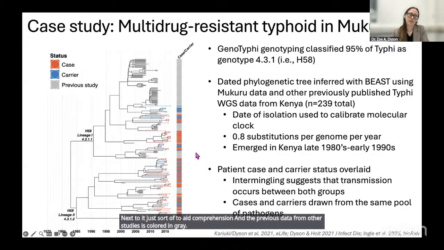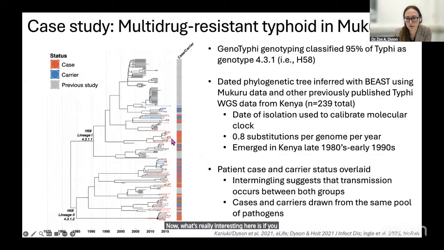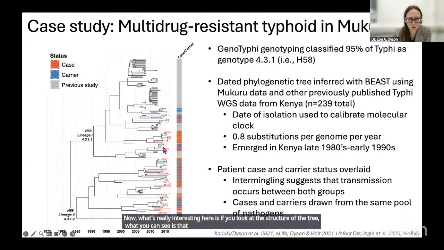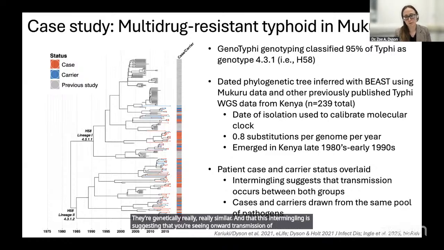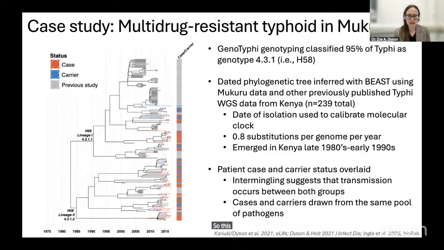Now, what's really interesting here is if you look at the structure of the tree, you can see that pretty much all of the clades are made up of carrier and case samples. And what this suggests is that they're genetically really similar, and that this intermingling suggests you're seeing onward transmission of disease from both groups. Broadly speaking, cases and carriers are drawing their infections from the same pool of circulating pathogens in this particular setting. So this is consistent with contaminated water spreading the disease throughout the setting.